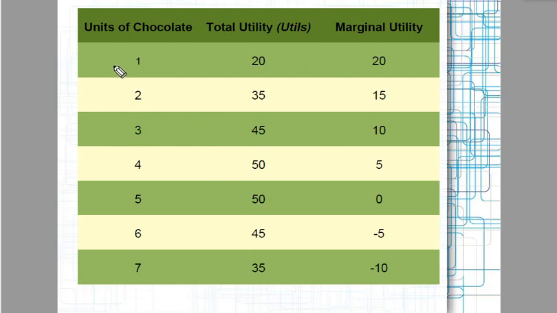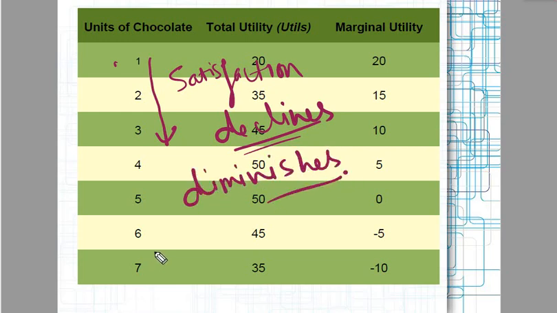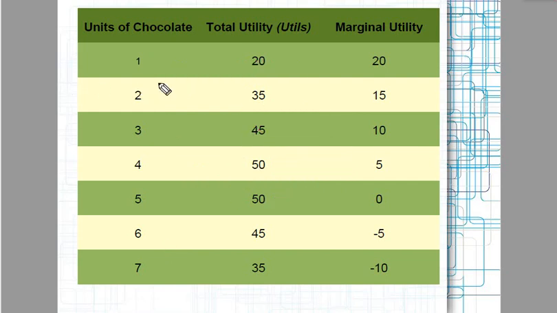So let's get on with it. One thing is for sure, that as you keep on consuming more of something within a considerable period of time, the satisfaction that you derive from it declines. Or another word for it is, the satisfaction diminishes. So let's take this example. Here we have, let's say, chocolate consumption and utils.